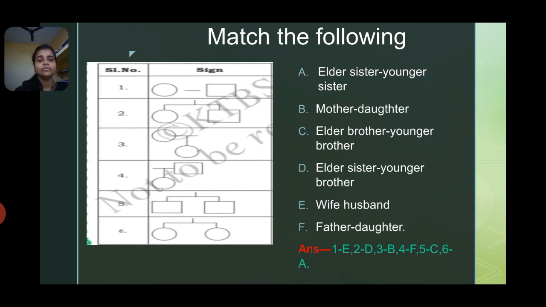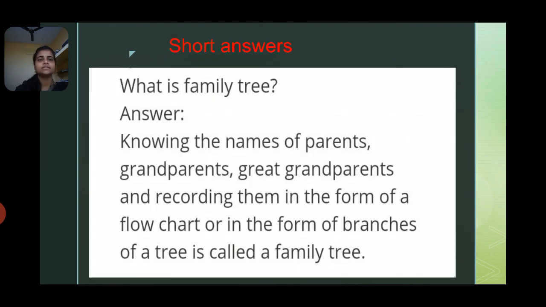In the fifth, you can see there are two squares. So what can we say that relationship is? It is the relationship of elder brother and younger brother. In the sixth, there are two circles. Yes, always the circles will be the sign used for women. So there are two circles. What relationship will it be showing? It will be showing elder sister and younger sister.